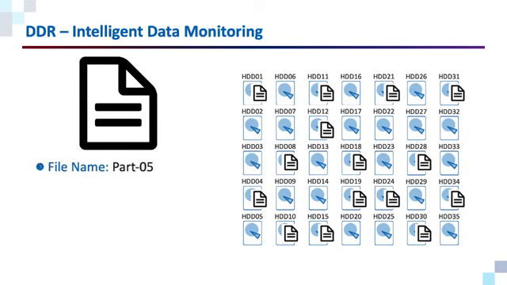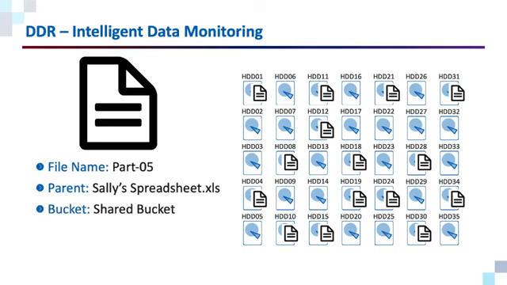We know the file name. We know the parent, and this would be the name of the original file that came in and was erasure encoded. We know the bucket Sally's spreadsheet is in. We also know a sequence. When Sally's spreadsheet was originally encoded, that process produced 15 object parts, and this part we're looking at is number 5 of the 15. We also have a hash, and this is the hash of the object part itself.